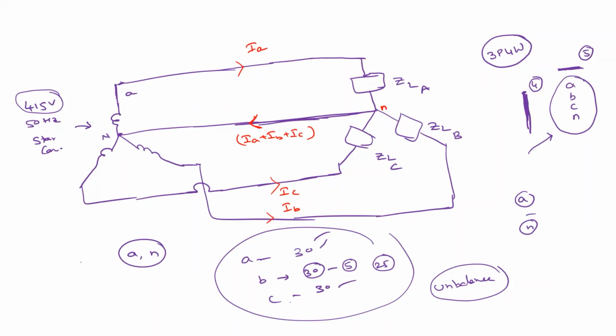So let us assume that ZLA, ZLB, and ZLC are all equal. In this case, what is this value?